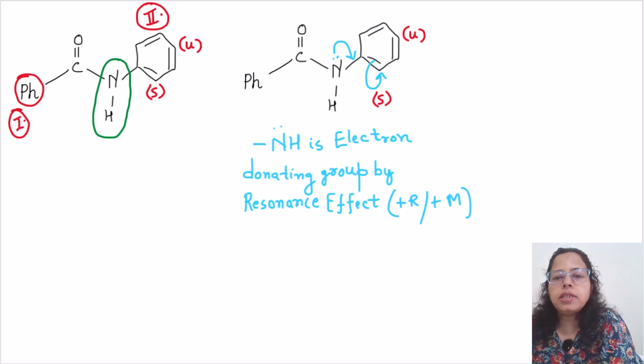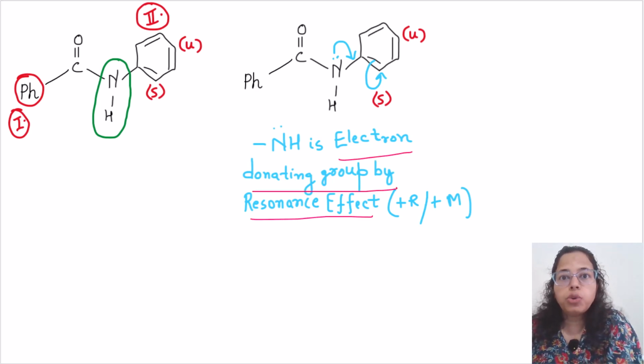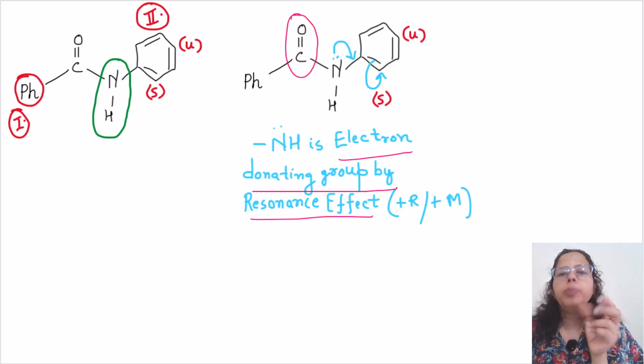So the NH group is an electron donating group by resonance effect, also known as the mesomeric effect, that you must have learned in your basic organic chemistry classes. However, one more thing to note here is that this lone pair is slightly delocalized onto this carbonyl group as well, but some of it also goes to the benzene ring. This delocalization towards the carbonyl oxygen, we will not consider right now. We will only focus on the part where it is electron donating towards the benzene ring.